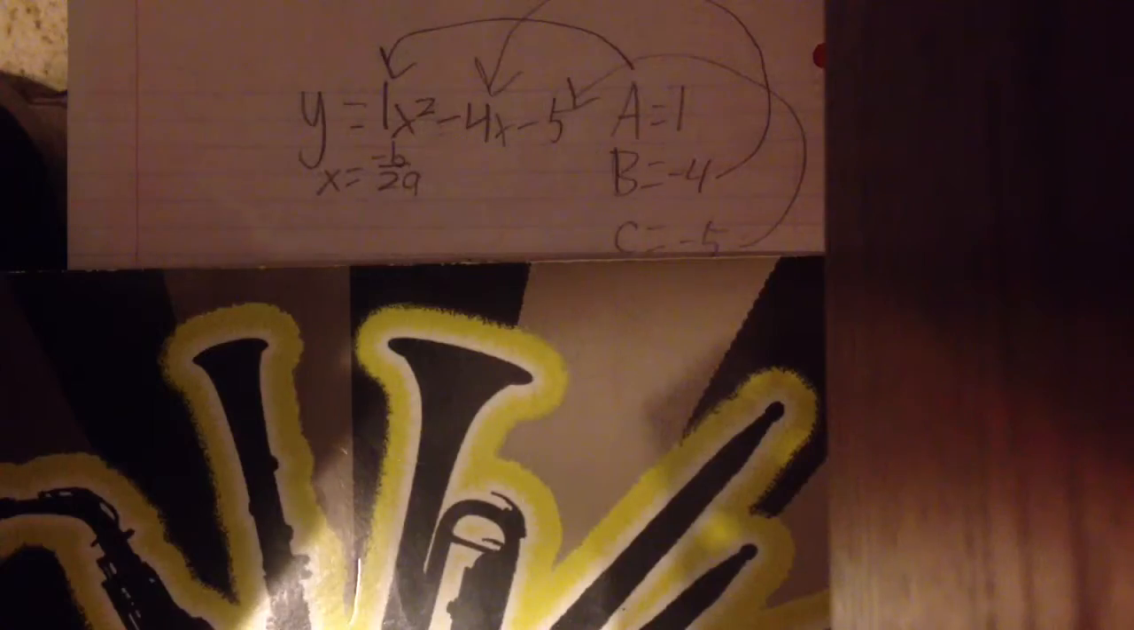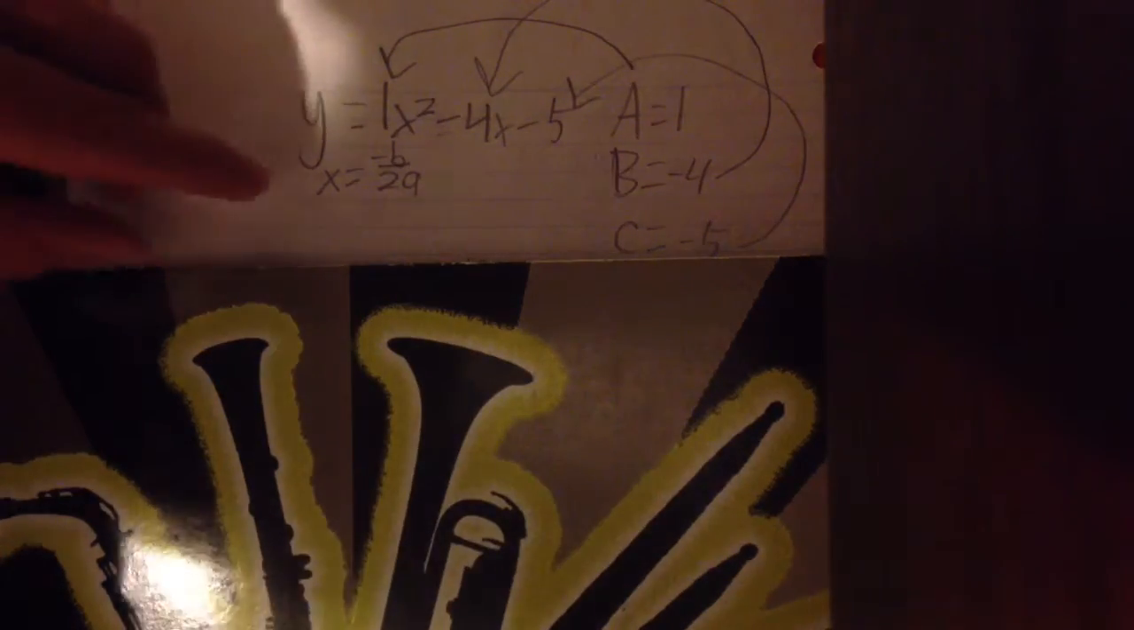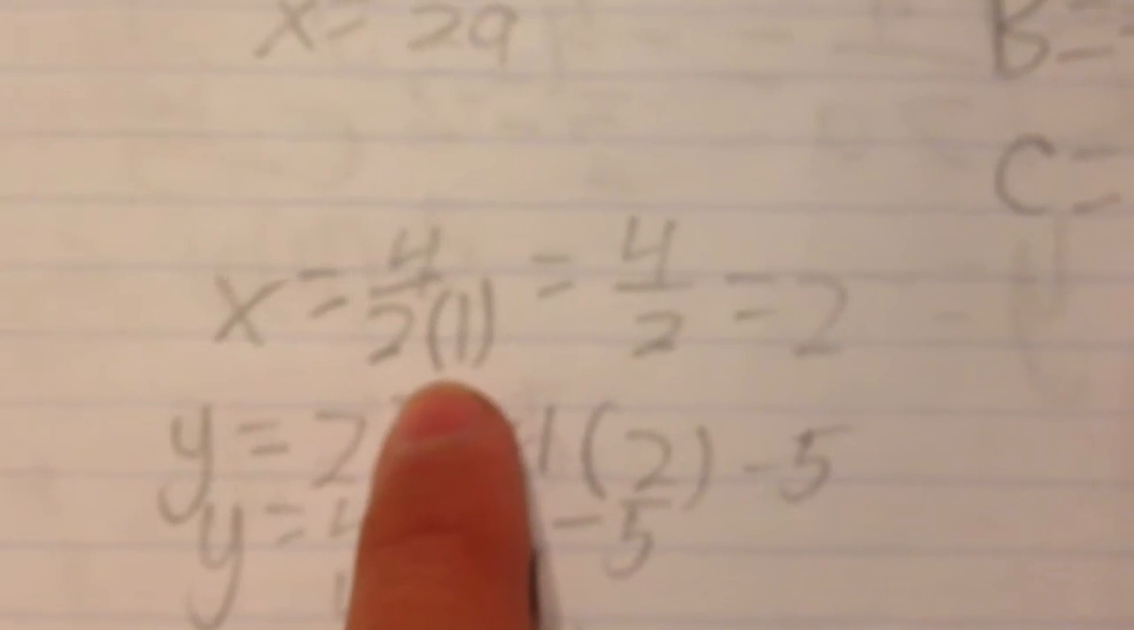The equation we use to find the axis of symmetry is x equals negative b over 2a. We plug a and b into this equation. X now equals 4 over 2 times 1, which equals 4 over 2. Then finally, 2.